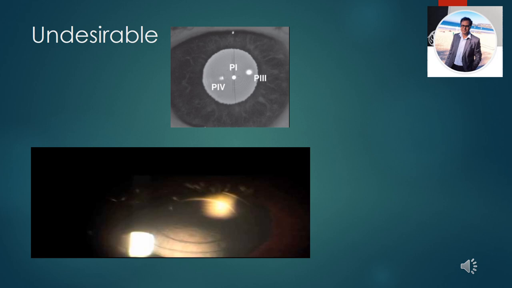And you can see that they are not aligned in spite of our best efforts under the slit lamp to align these two lights. It was not aligned, which means that this patient would have a very high angle kappa or an angle alpha post implantation of the multifocal IOL.